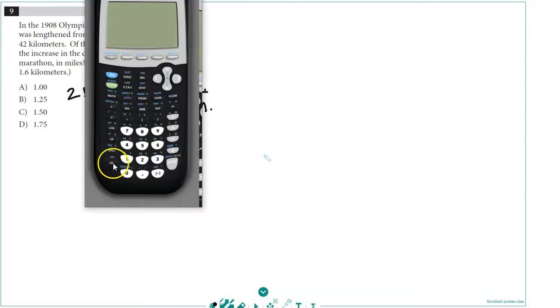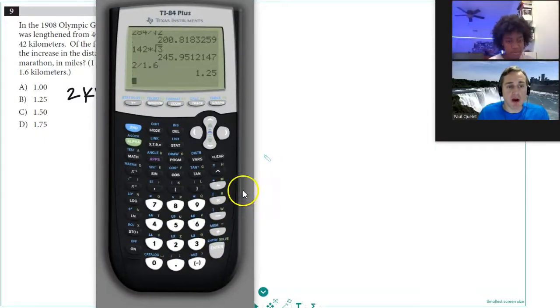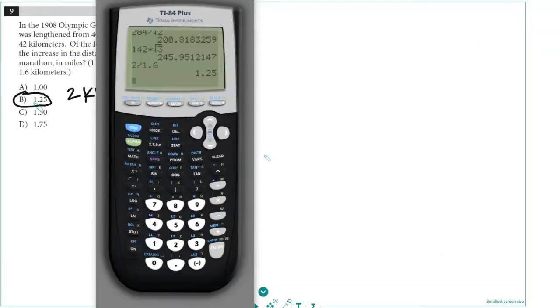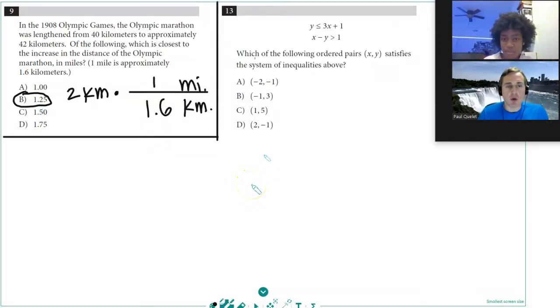Now remember, this is the calculator section, right? Okay, so 2 over 1.6. And by the way, on the SAT, a lot of times they do ask you to round to some number. They say to the closest something or other. So 1.25. Okay? Let's see, which of the following ordered pairs satisfies the system of inequalities above?